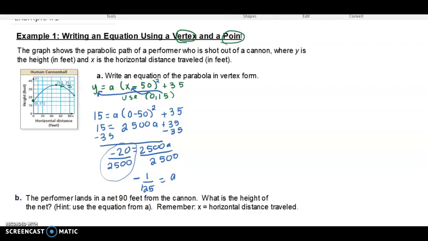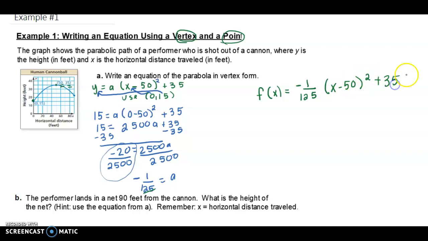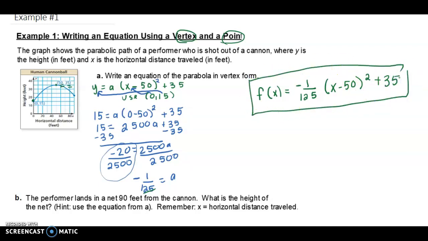Okay, well now we've done the hard part. Now we just have to put it back together. We have to substitute a in for here. So the entire function is f of x equals negative 1 over 125 times (x minus 50) squared plus 35. That is my final function.